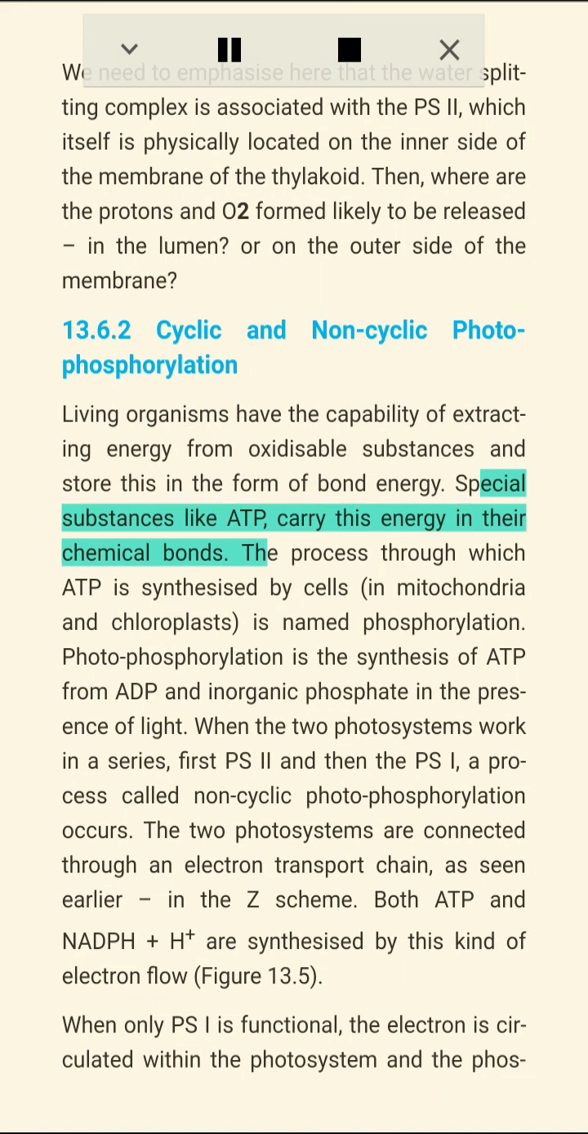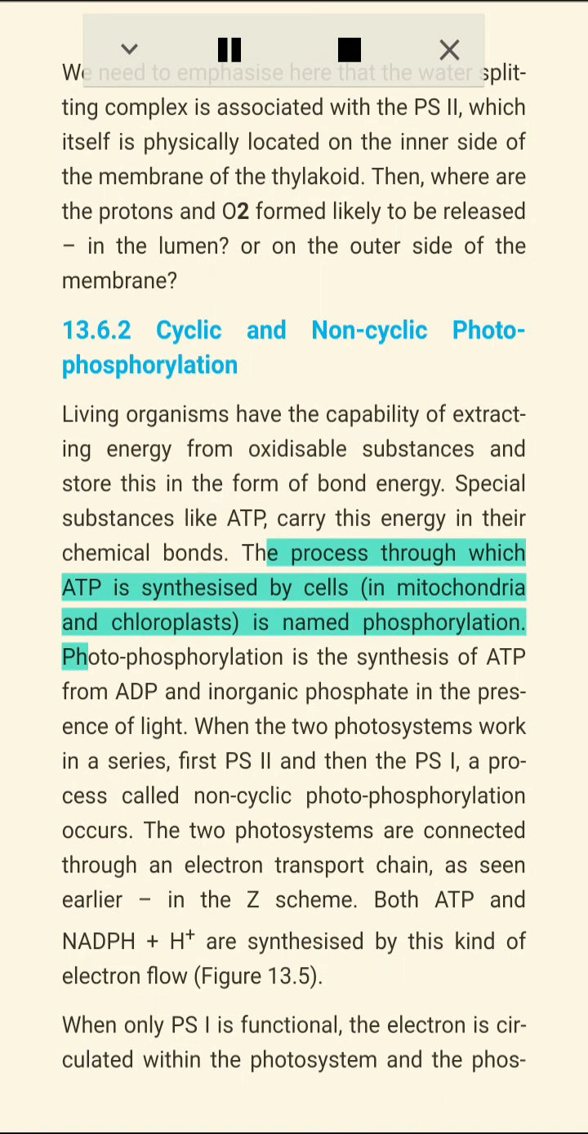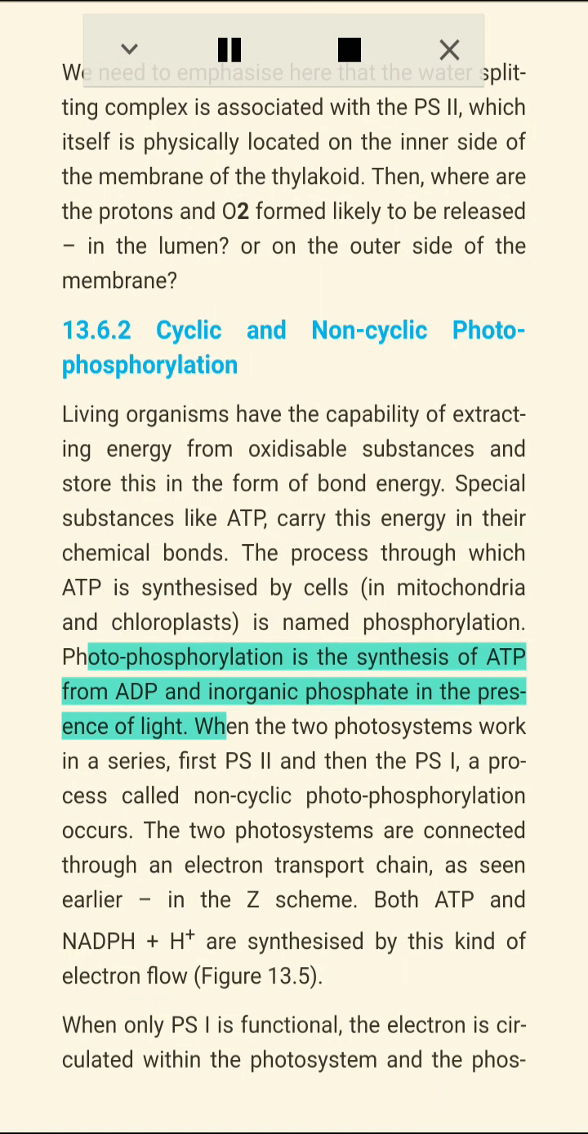13.6.2 Cyclic and non-cyclic photophosphorylation. Living organisms have the capability of extracting energy from oxidizable substances and storing this in the form of bond energy. Special substances like ATP carry this energy in their chemical bonds. The process through which ATP is synthesized by cells, in mitochondria and chloroplasts, is named phosphorylation.